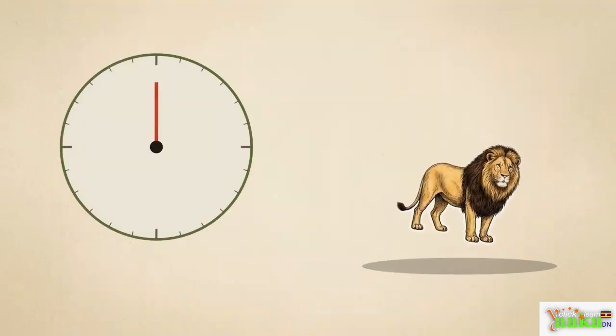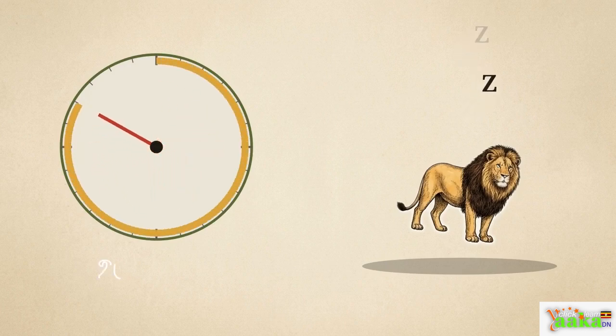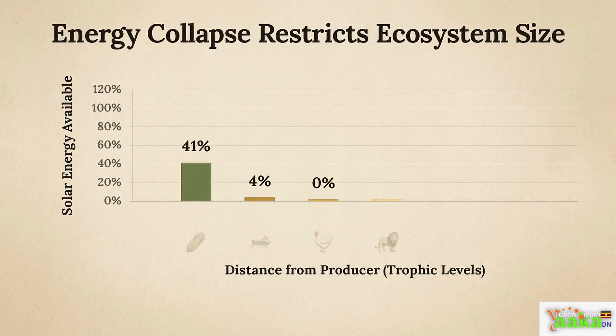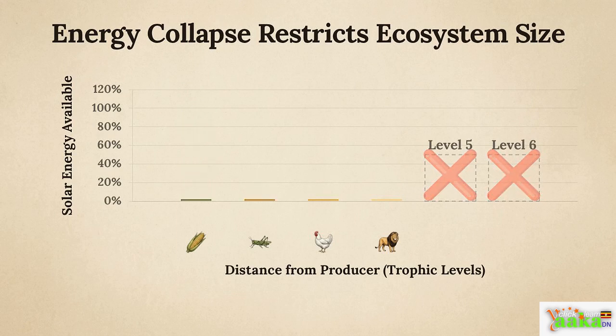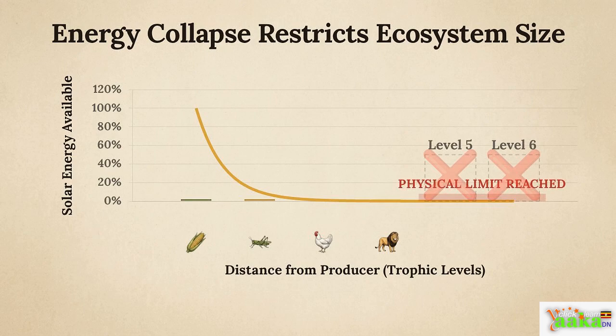Because their food yields so little total energy, large carnivores like lions have to sleep up to 20 hours a day to conserve their strength. This massive drop in energy at each step sets a strict physical limit on nature. There simply isn't enough energy left at the top to support a fifth or sixth predator in the sequence. The further an organism sits from the producer, the less total solar energy is available to sustain it, restricting the overall size of the ecosystem.